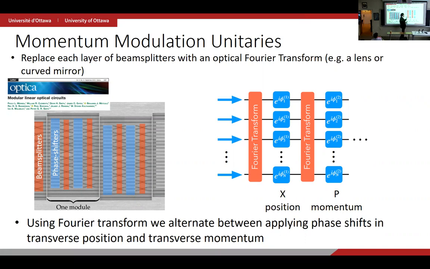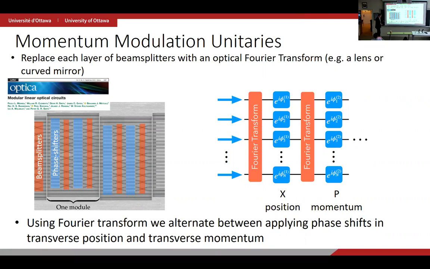And so we could do this in an optics lab with a lens. A lens takes a Fourier transform of the spatial distribution of light, or a curved mirror. And so we would come in and manipulate with a spatial light modulator in X, use a lens, and then do P.